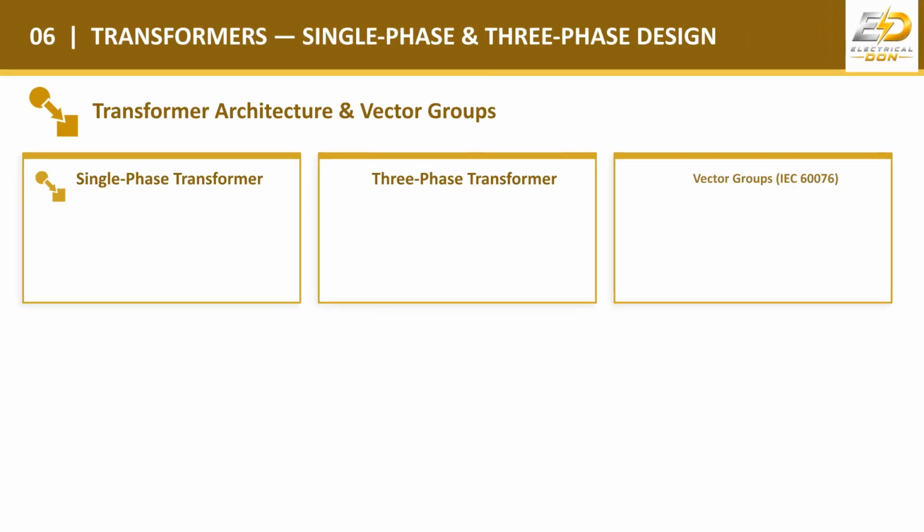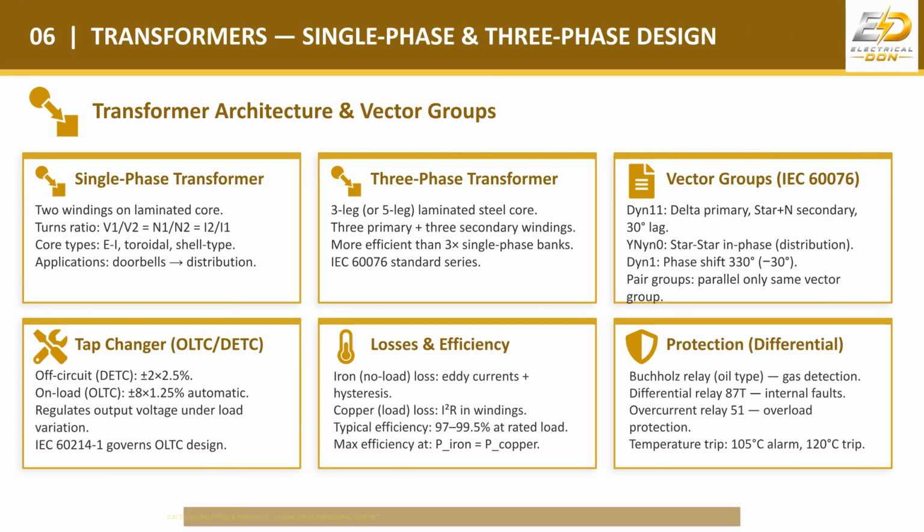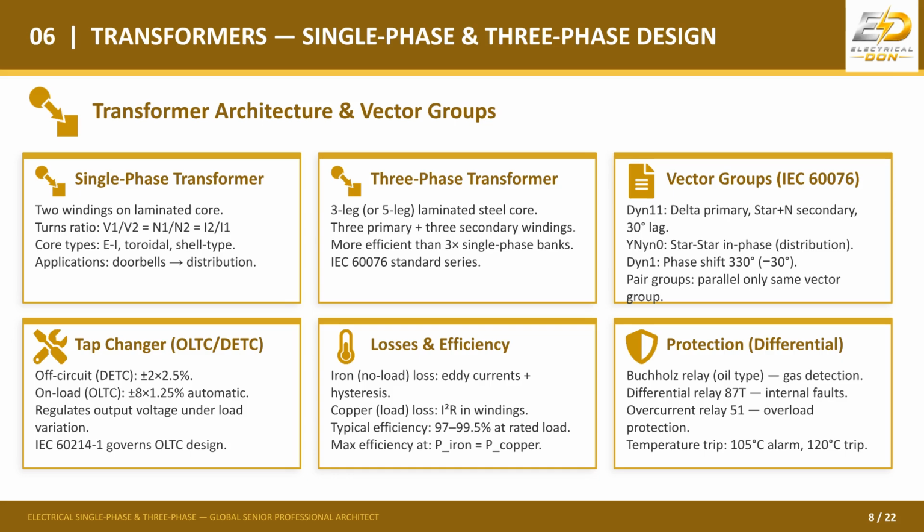We explore single-phase and three-phase transformer design, including core construction and efficiency. Key aspects include tap changers for voltage regulation, transformer losses, and the vector groups defined by IEC 60076. Differential protection methods ensure transformer safety.